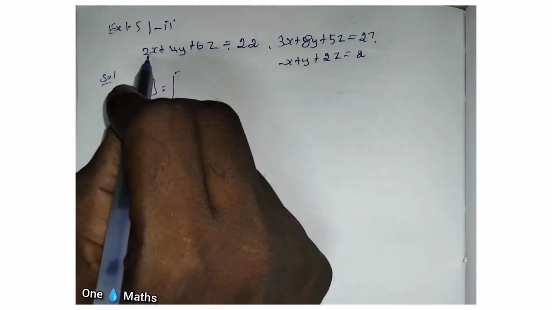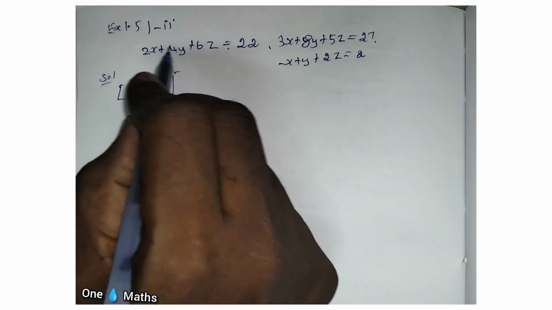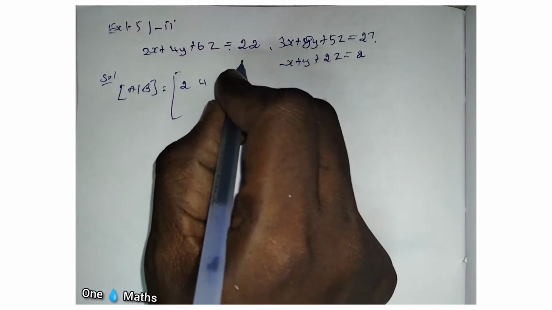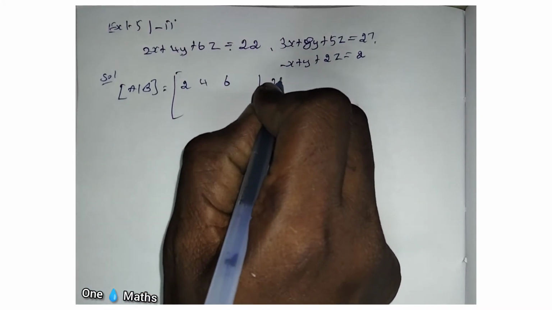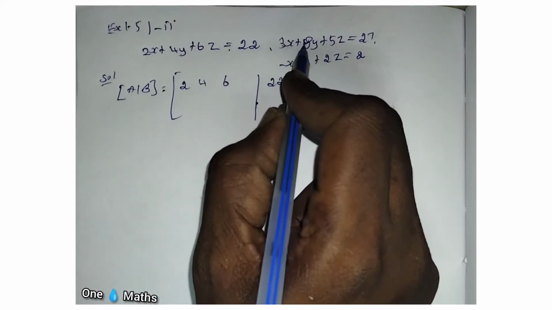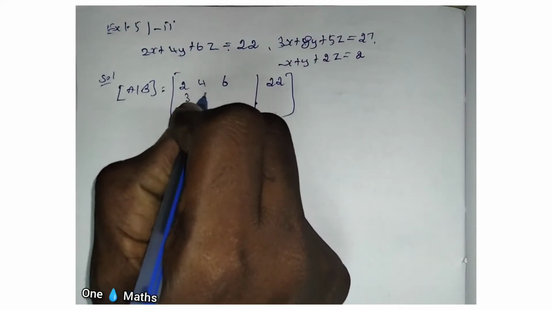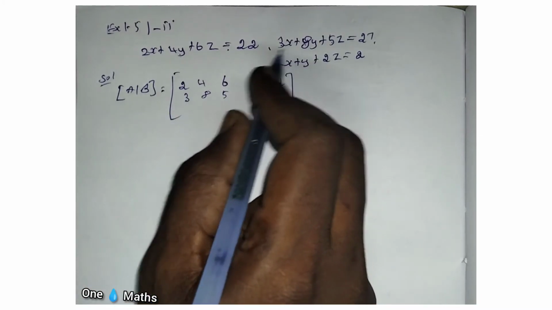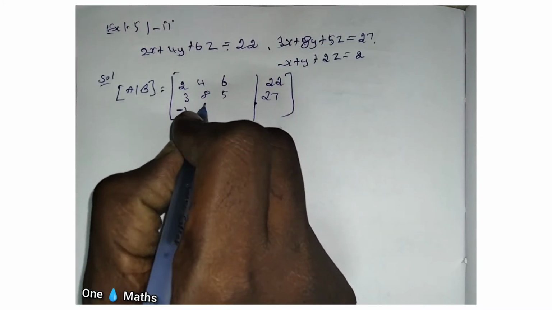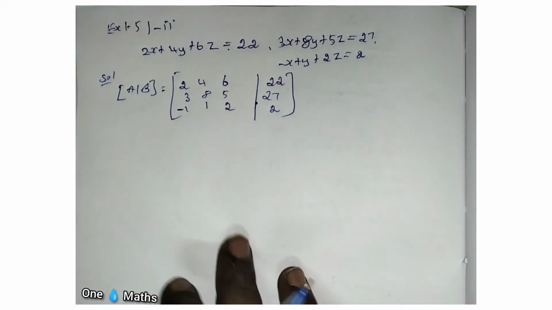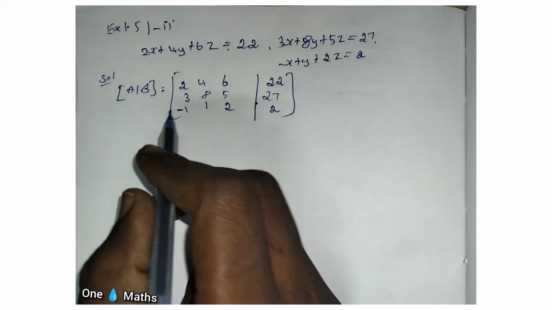In matrix A, write all the coefficients of x, y, z. So 2, 4, 6 and the constant term value is 22. Like that, write the coefficients of the next equation: 3, 8, 5 and 27. Now the coefficients of the last equation are minus 1, 1 and 2, and 2. This is how you write the matrix form of the given three linear equations.